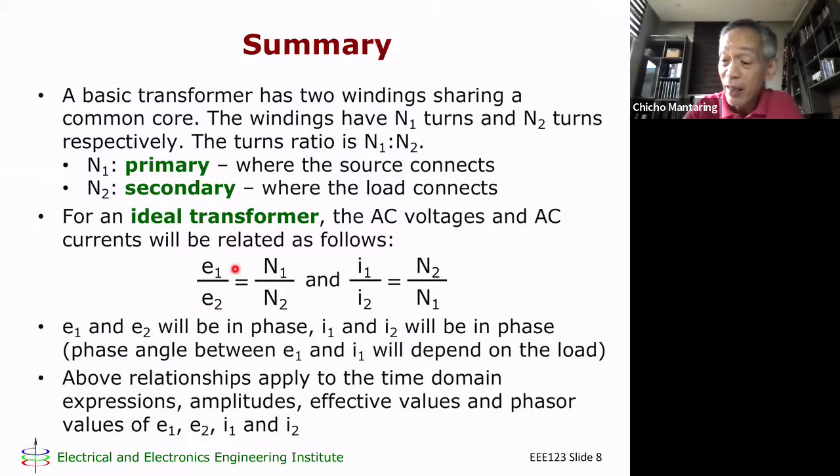The above relationships apply to the time domain expressions. They apply to the amplitudes. So here, based on my variable, this implies time domain, but I can use the same formula to relate the amplitudes of E1 and E2. I can use the same formula to relate the effective values of E1 and E2. And finally, I can use the same formula to relate the phasor values of E1 and E2 and I1 and I2. So are there any questions so far? So that is the basic concept of a transformer. Any questions so far? Okay, thank you for responding, those that respond.